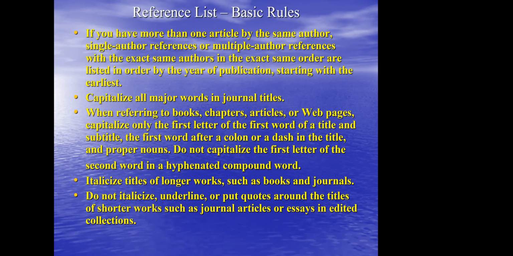Okay, and then if you have more than one article by the same author, and they're exactly the same, in the same order, then you list it by the year of publication. That's how you determine which one goes first. And the first one is the earliest one, the one that happened the longest ago.